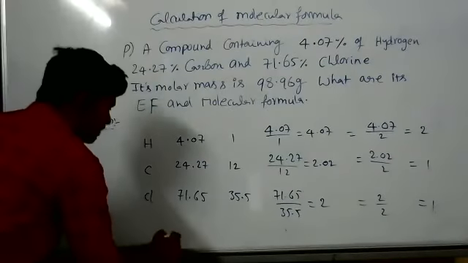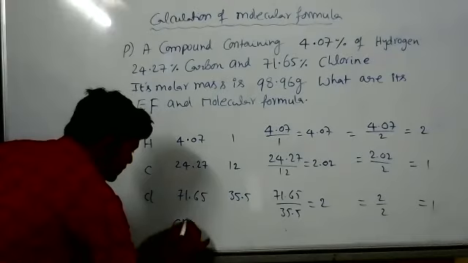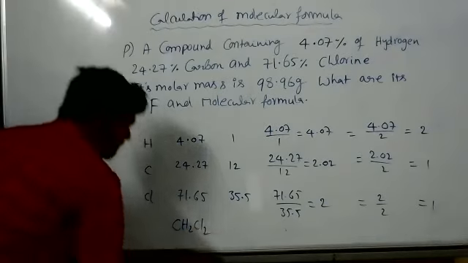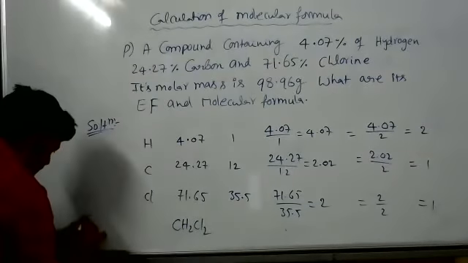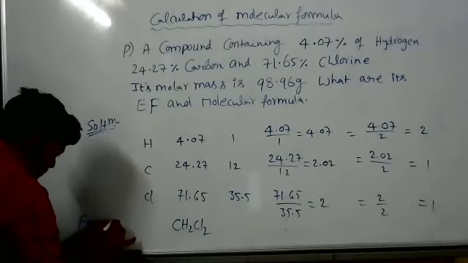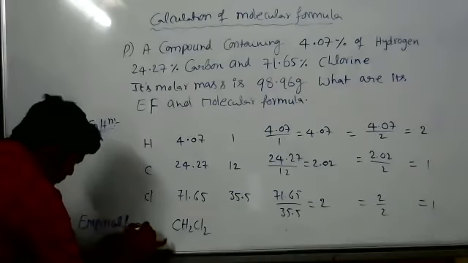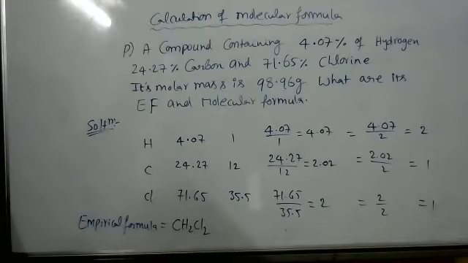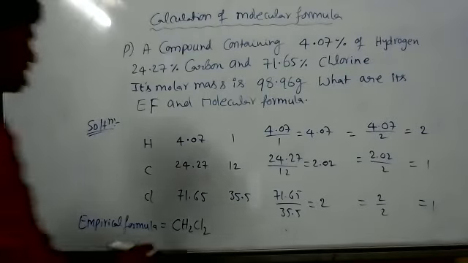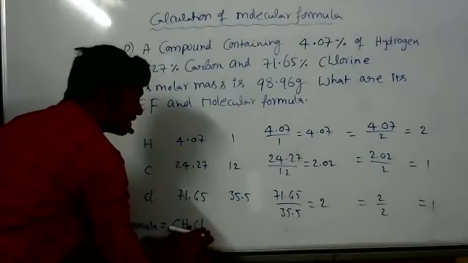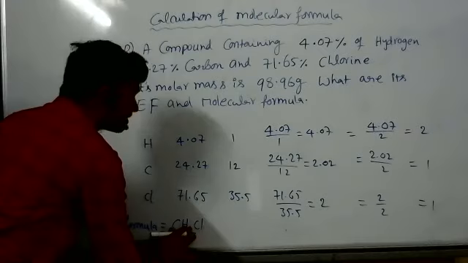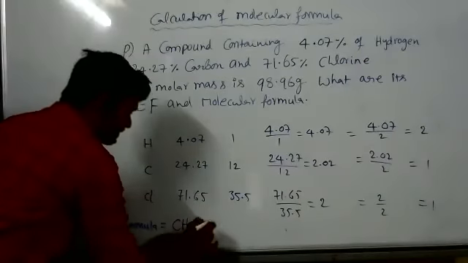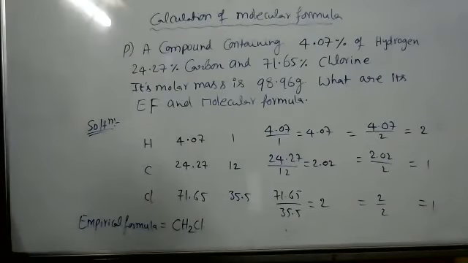Formula is CH2Cl. This is the empirical formula. Sorry, can you repeat? It should be CH2Cl, right? Yes, 1 carbon, 2 hydrogens, 1 chlorine.